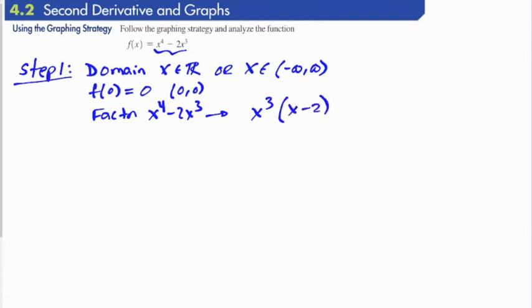And we see we can factor an x cubed out of each term. Next, you set the factored equation equal to 0, and this finds that x equals 0 and x equals 2 are the values that will cause the function to equal 0, and that means we have (0, 0) and (2, 0) as our x-intercepts. Now that we've found the domain and the intercepts, we can go on and analyze the first derivative.